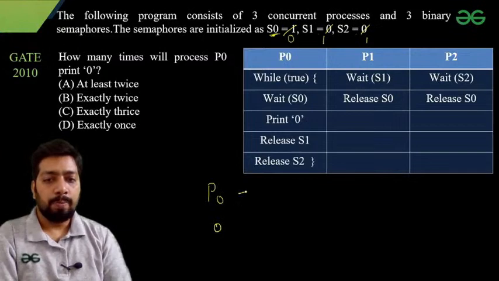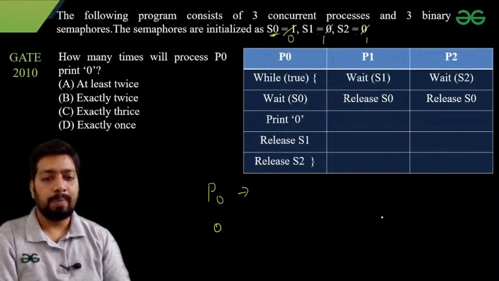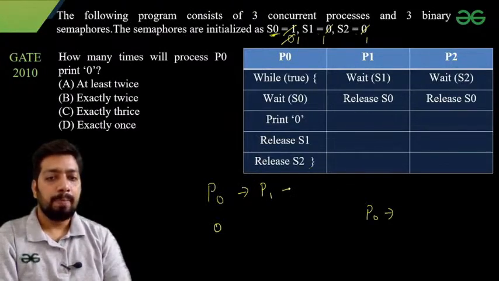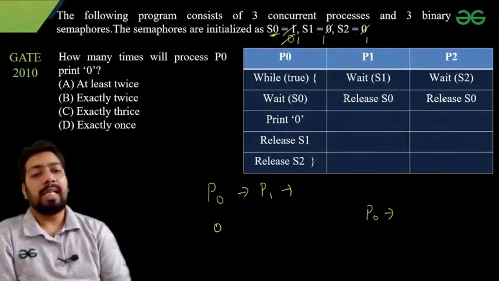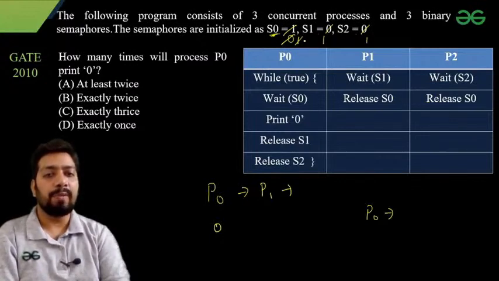Now suppose P1 gets the CPU or P2 gets the CPU, it does not matter. So let me write the sequence. Suppose after P0, P1 gets the CPU. So P1 will release S0, so the value of S0 goes to 1. And after that, P2 will get the CPU and it will release S0. That means it will modify the value of semaphore S0 to 1, so it will override the value 1 with 1. So P2 is performed. And after that, you can see while true.